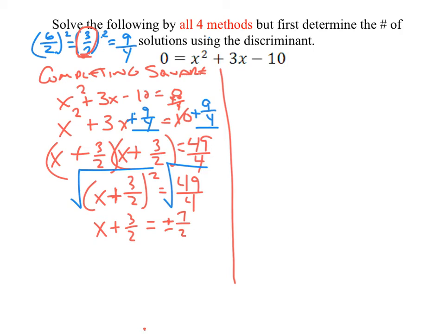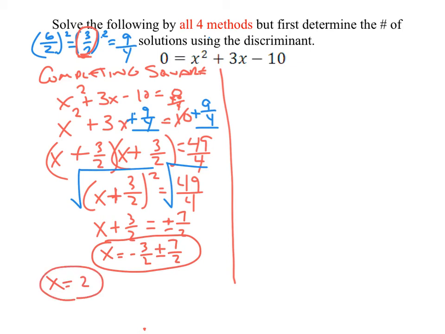Last thing I got to do to solve for x is to subtract 3 halves. So I'm going to get negative 3 halves plus or minus 7 halves. Well, now I'm going to get two answers. So negative 3 plus 7 divided by 2. So negative 3 plus 7, that's 4 divided by 2. Well, that's 2. And negative 3 minus 7, that's negative 10 divided by 2. And that's negative 5. There's my two solutions.